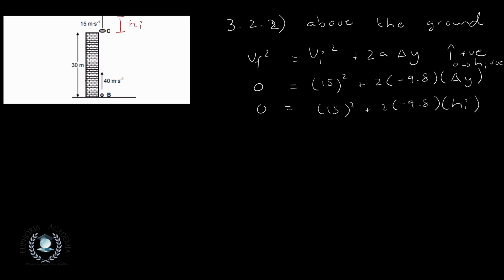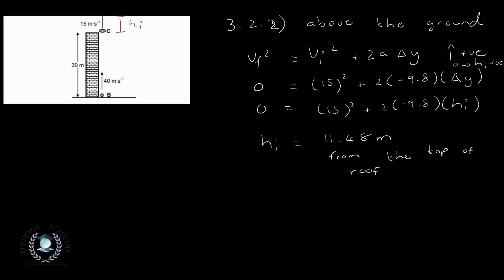All right. Now, after doing some algebra, we're going to see that our hi is equal to 11.48 meters. And this is going to be from the top of the roof. Top of roof.